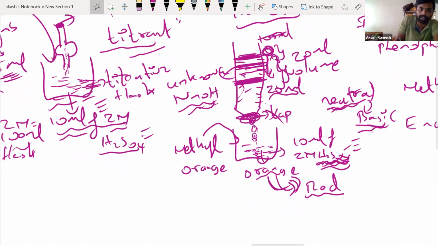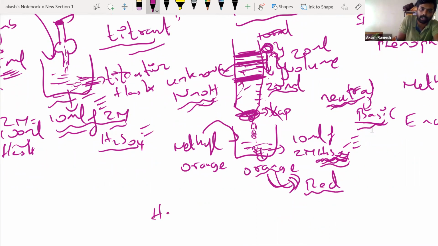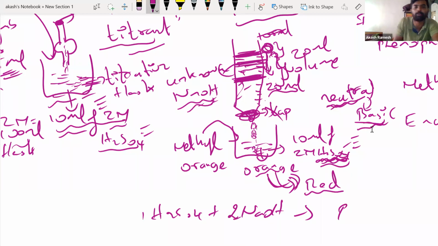Now the reaction I know is H2SO4 reacts with NaOH to form the products. Now all I require is the stoichiometry here. For 1 mole of H2SO4, I require 2 moles of NaOH. So that is the stoichiometric ratio. Now I have taken, oh, this is 10 ml, right? I have taken 10 ml of 2M. Oh, I'm sorry, this is for H2SO4. So I have taken 10 ml of 2M H2SO4.